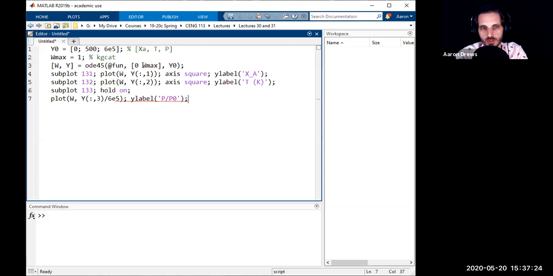And that's usually nice because when MATLAB tries to do the axes as like times 10 to the fifth, it just gets a little bit confusing. So it's nice to just do it as P over P naught, although that would not be necessary.